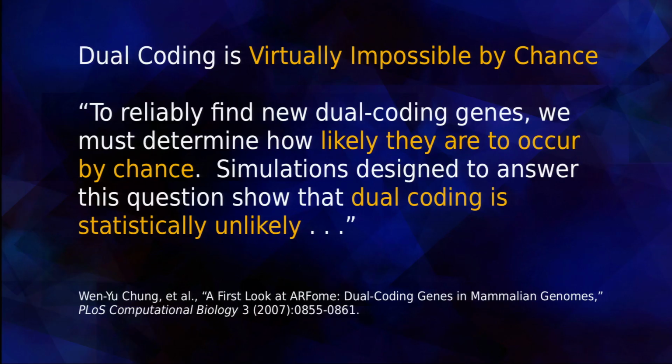And the last part of this paper was really interesting because they even had a section saying dual coding is virtually impossible by chance. To reliably find new dual coding genes, we must determine how likely they are to occur by chance. Simulations designed to answer this question show that dual coding is statistically unlikely. Okay? In other words, you've got major problems with this. What are the odds? Now you don't have to code just for one protein. You've got to have the same sequence that's going to code for two proteins. Whoa, okay, that's going to be a problem.